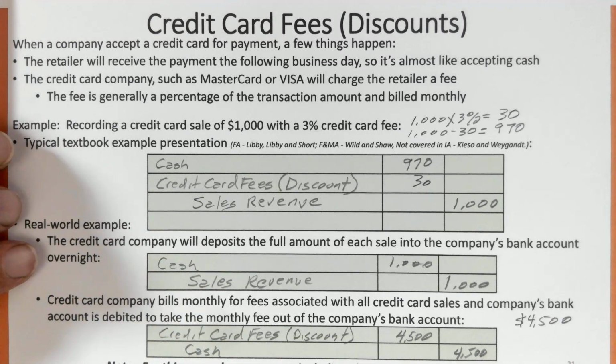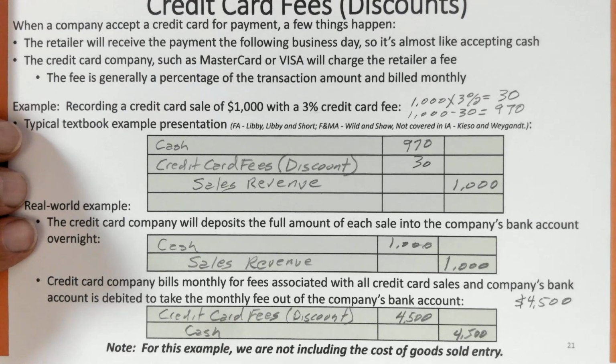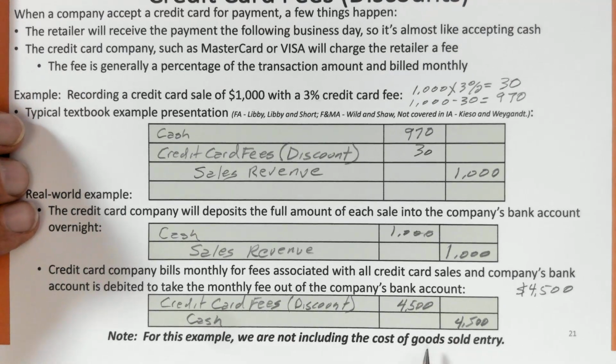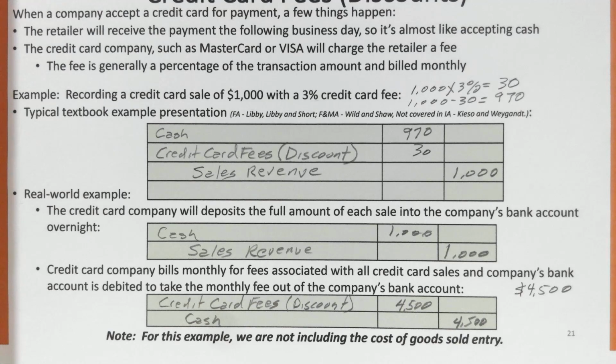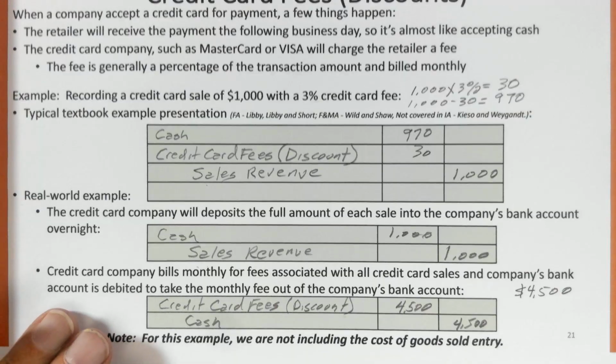Now, I should also indicate that for this example, as you see here, I'm not including the cost of goods sold part of the entry, because it would just complicate matters, and it's really not pertinent to what we're doing here. But certainly, if I was using the perpetual inventory system, I would be including the cost of goods sold entry for these. But just to simplify the presentation, I left those out.